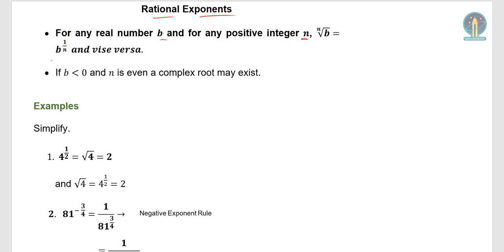So if we started from b to the power 1 over n, we can rewrite this as the nth root of b. Okay? Now, if b is less than 0, so if it's negative, and n is even, then a complex root may exist. You would get an imaginary number.